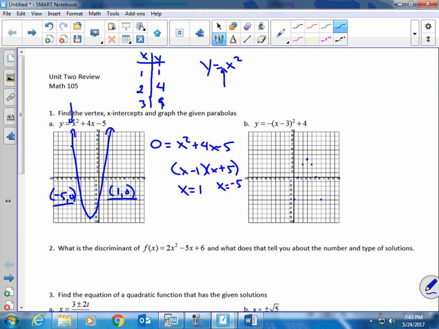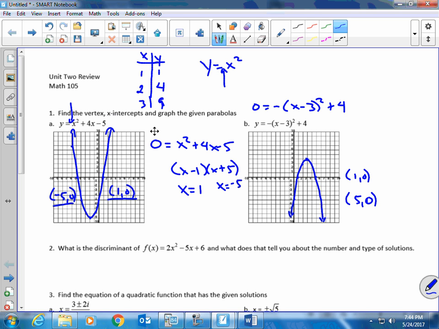In both directions. Okay, so over 1, down 2, over 2, down 4, 3, 9. Whatever you do to the x, you square it, and that's what you do in the y direction. All right, in this case, I can still see the x-intercepts just like in the other problem, but what if I couldn't? How do I solve that equation for when y is 0? Because the same is true as the other question. When y is 0, that's my x-intercepts.